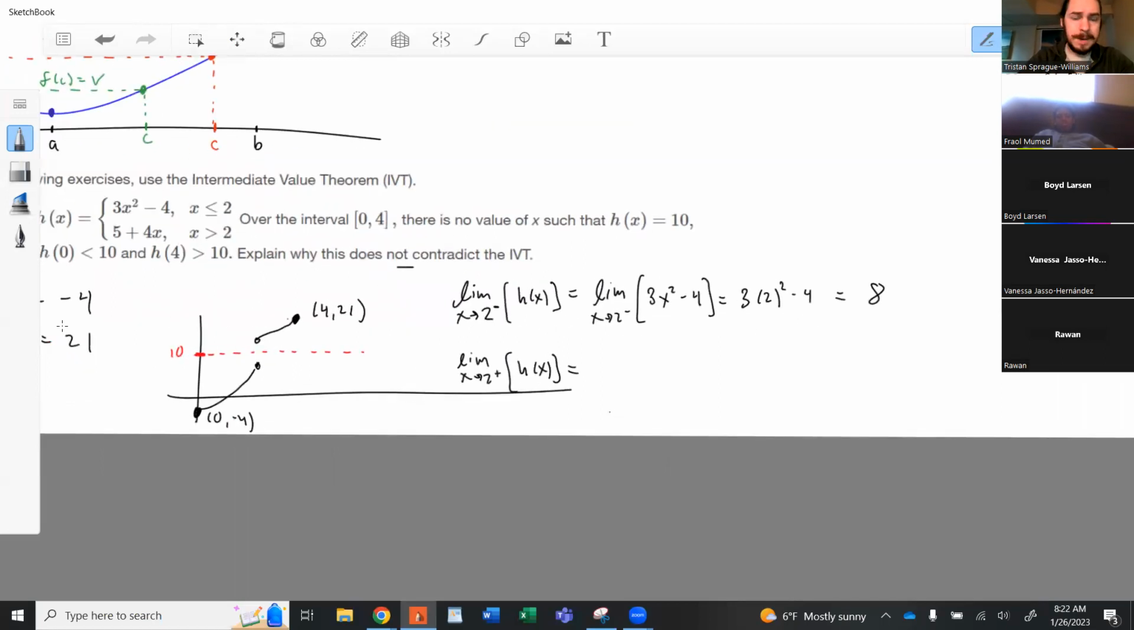What is the limit as x approaches 2 from the right? Well, on the right-hand side, for x values bigger than 2, you use that rule. So this would be equal to the limit of that other function, 5 plus 4x. And so I do 5 plus 4 times 2, 5 plus 8, and I get 13. Aha, these are not equal. I have a jump discontinuity.